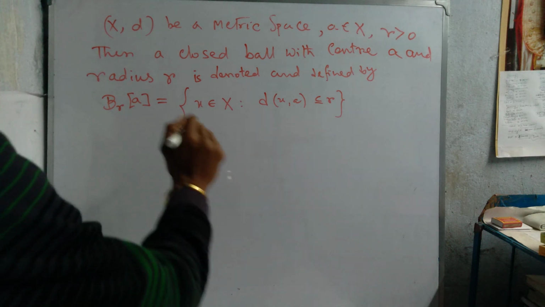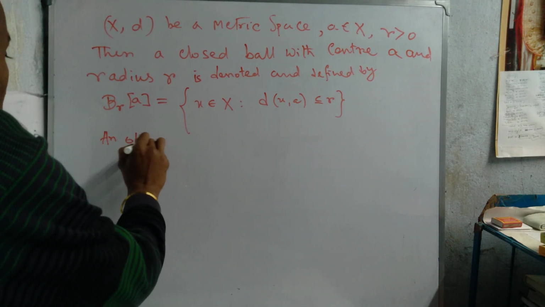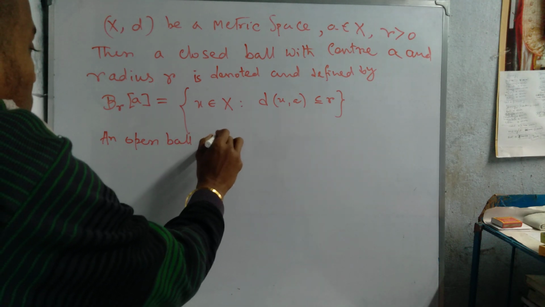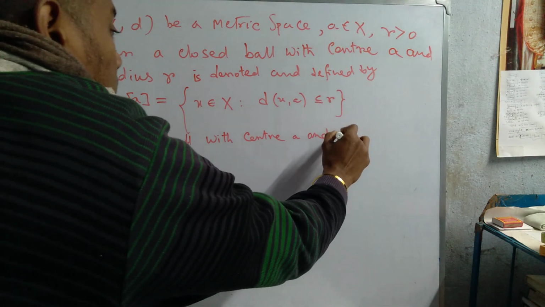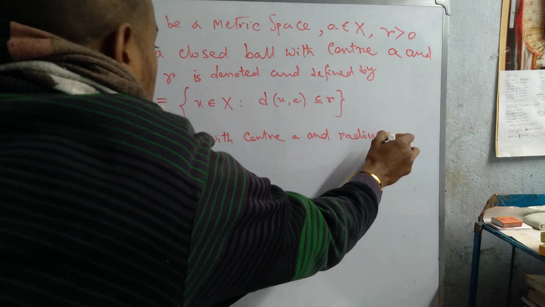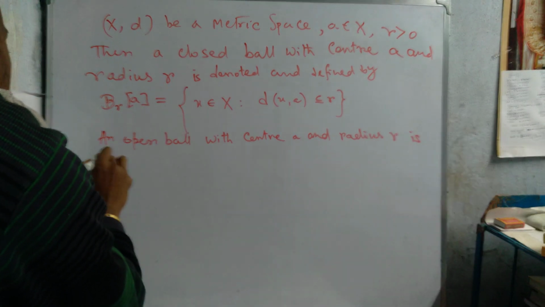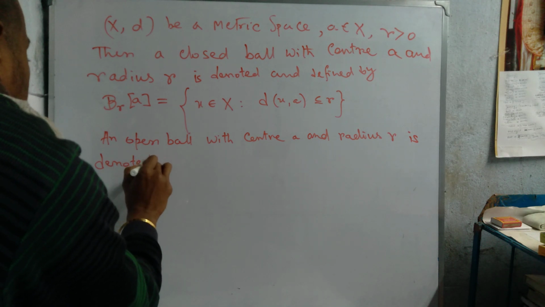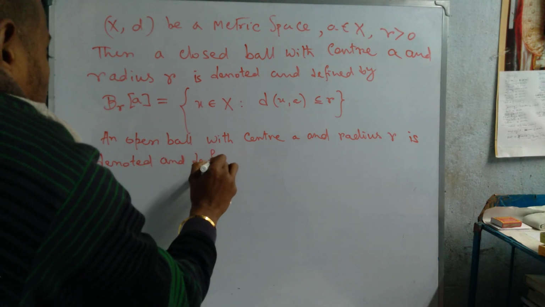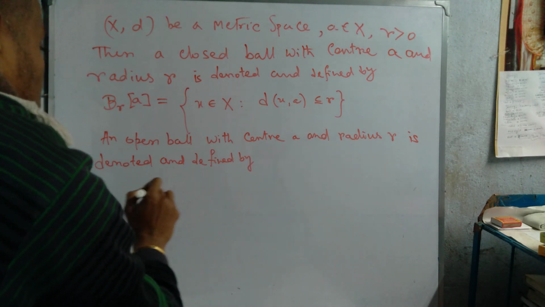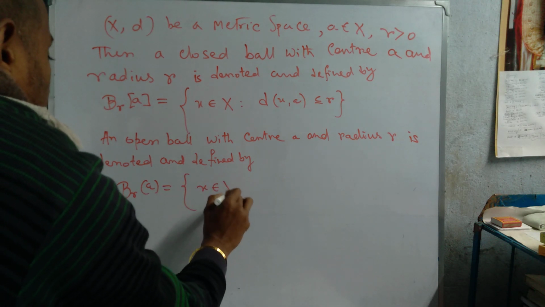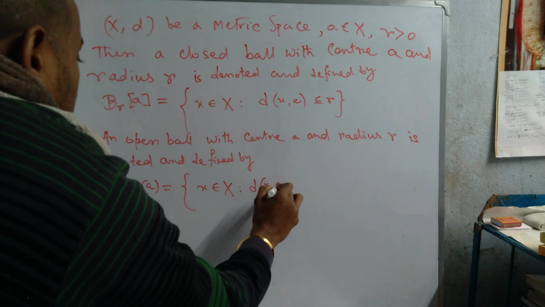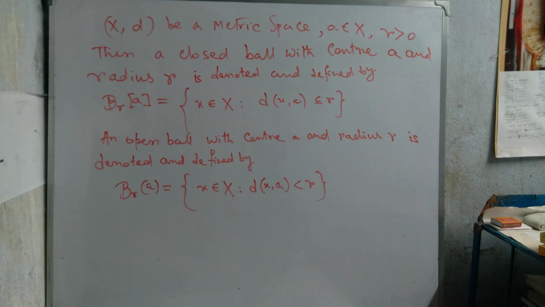Now we're going to an open ball with center a and radius r, is denoted and defined by B_r(a) = {x belongs to X such that d(x, a) less than r}. Okay. Then what happened?